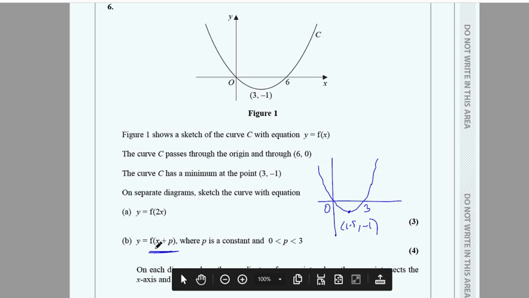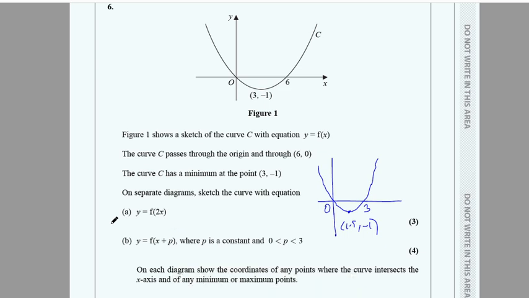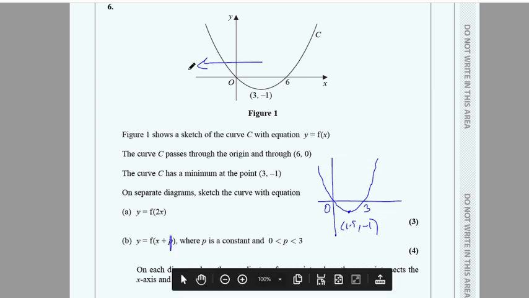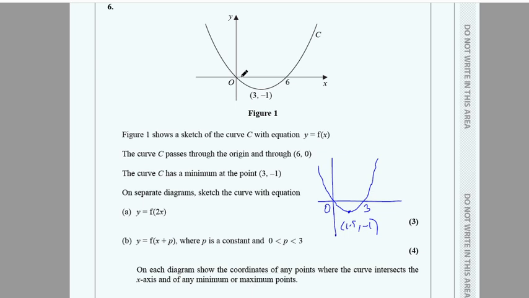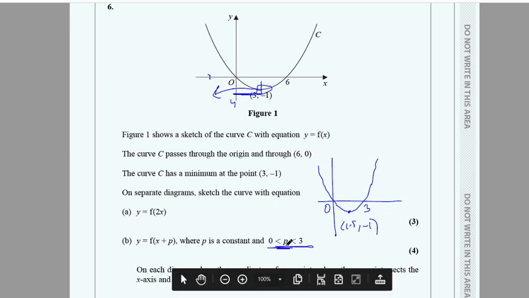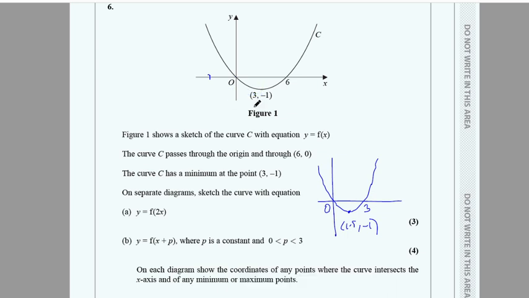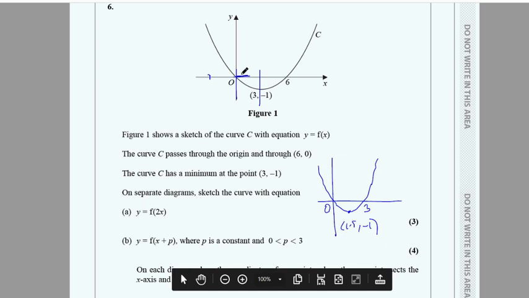For this one, x plus something, suppose x plus 2, in that case the graph will shift 2 units leftward. But x plus p, suppose p is 1, in that case it will be at the left side, right? So 0 will shift p units to the left, this 3 will shift, but if p is 4, this will be towards the left side of the y-axis, but p is actually less than 3. So let's assume p is 2. In that case, since it's less than 3, suppose 2.5 or something.